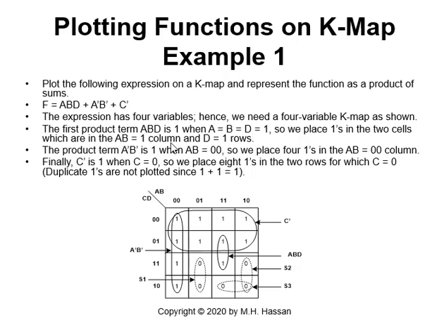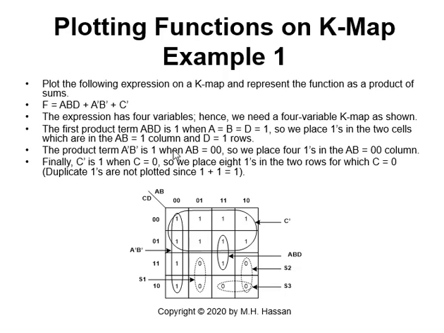So the expression has 4 variables, hence we need a 4-variable K-map as shown. The first product ABD is 1 when A equals B equals D equals 1. We place 1s in the 2 cells which are in the AB is 11 column and D is 1.